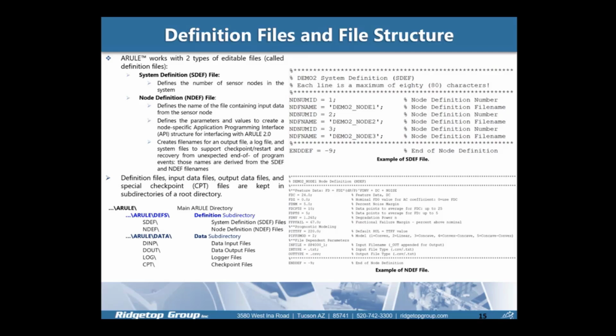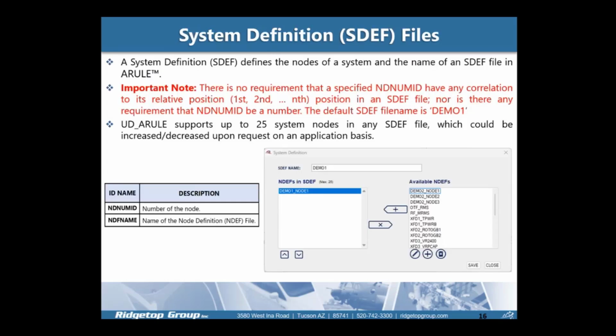So a system definition file, again, defines the nodes of a system. And inside ARULE, we currently support about 25 system nodes, and we could increase or decrease that on an application basis.